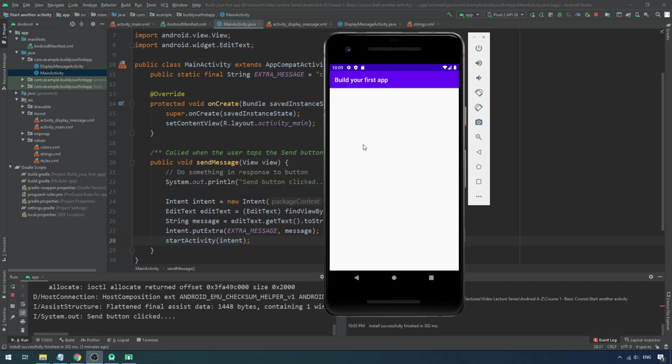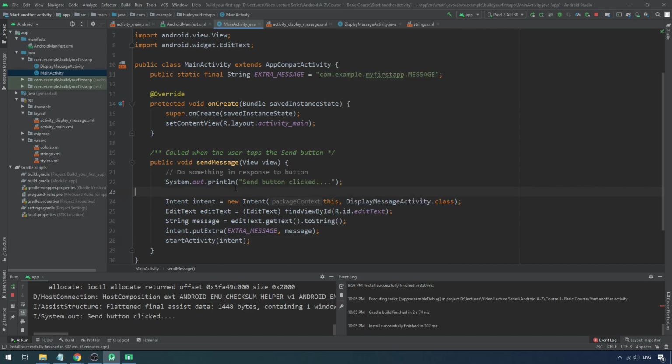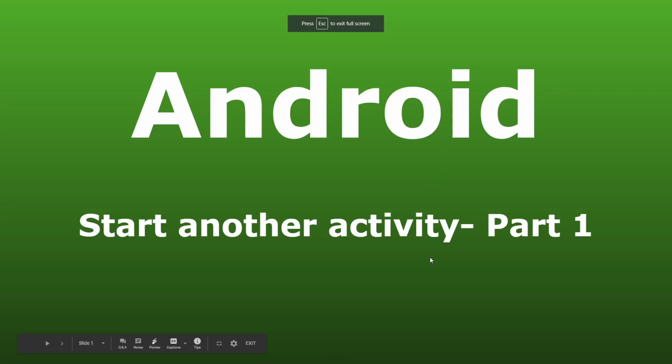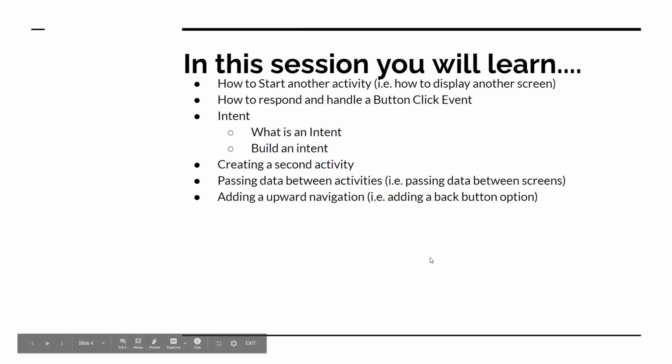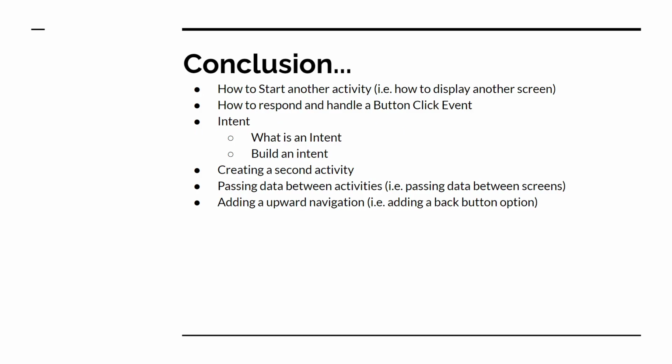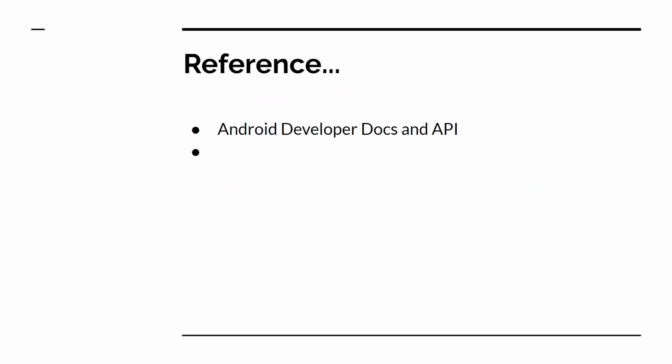The receiving of data and displaying it we'll be doing in the next part of this lesson. So let's look at what we have covered up to now. We just covered part one of starting another activity. In that we got a basic idea that we are using an intent, we created a second activity, and we are passing data, but still we are not seeing it. We are yet to add the upward navigation. We did the practical demonstration. The conclusion is we have done it halfway and we are now looking to the next lesson in order to complete this.